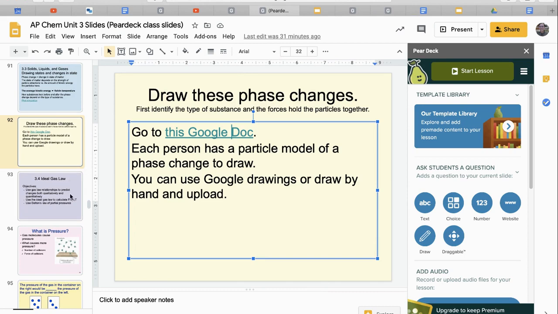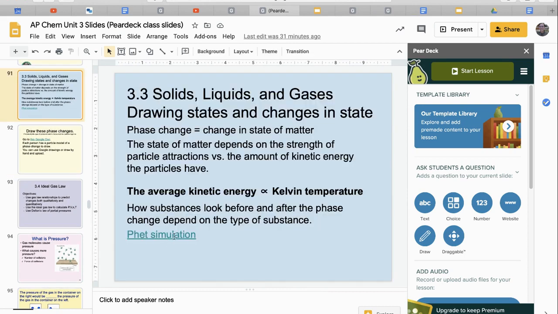All right, so I'd like to also show you this. So 3.3 is about solids, liquids, and gases and their changes in state. So phase changes is the same terminology as the change in the state of matter. And the state of matter at a particular temperature depends on the strength of the particle attractions versus the amount of kinetic energy the particles have.